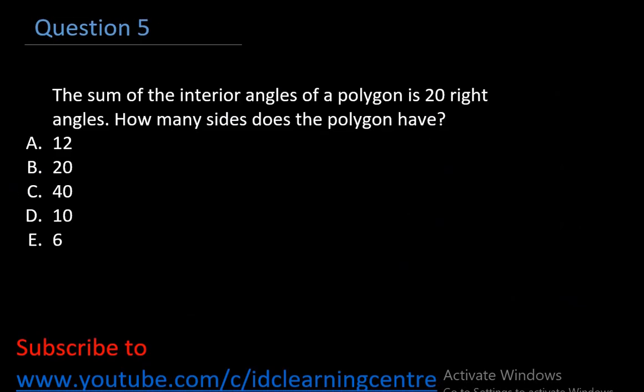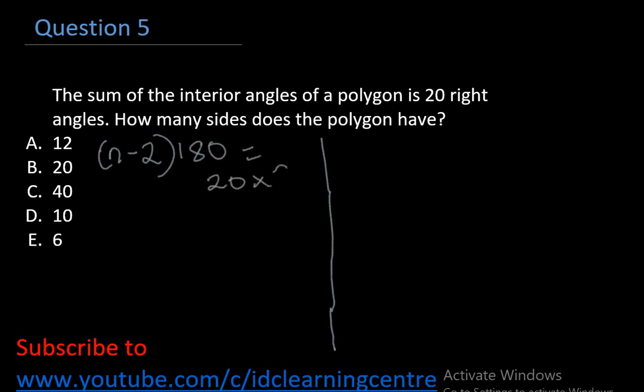Question 5. The sum of the interior angles of a polygon is 20 right angles. How many sides does the polygon have? Let me divide my board into 2 parts. You know that the sum of the interior angles of a polygon is bracket n minus 2 bracket 180. This is the formula we use to solve it. But in the question, it says the sum of these interior angles is 20 right angles. So this sum is equal to 20 right angles.